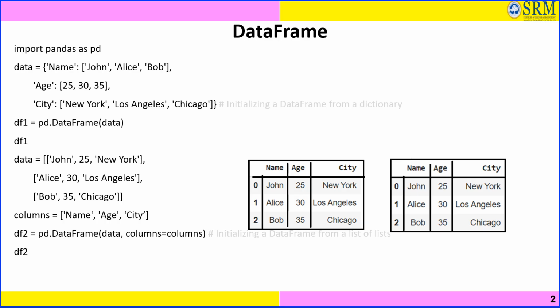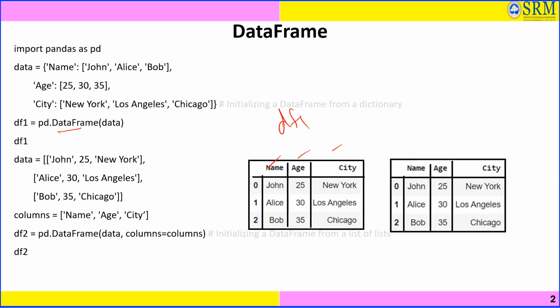First, how to form a data frame. First you have to give the data as usual with the curly brackets, and for each column you give the name and the list: name column, age column, city column. Now you have to convert it to a data frame. For that the code is pd.DataFrame(data). The index is not given, so it is automatically assigned. This is your df1.